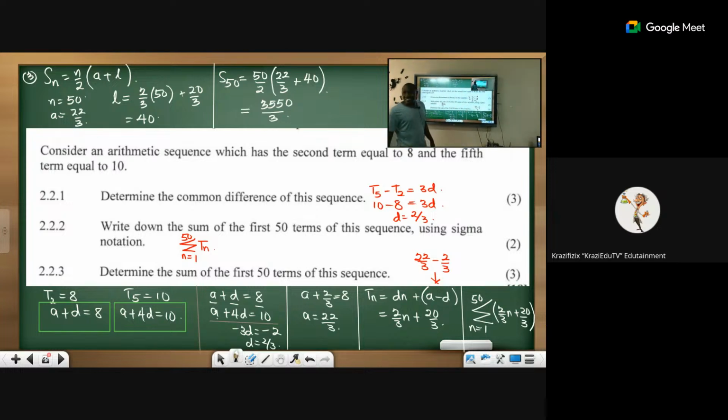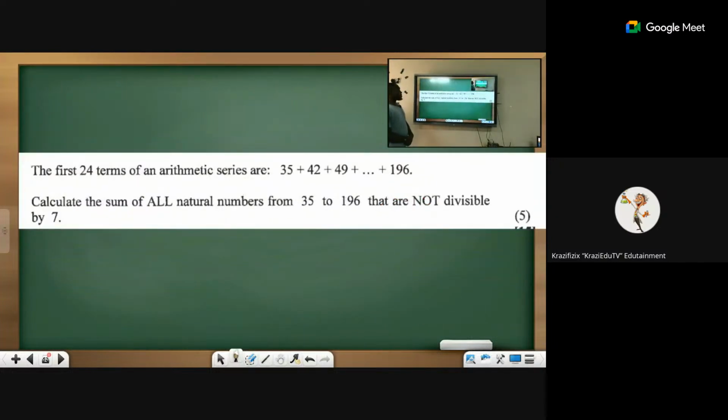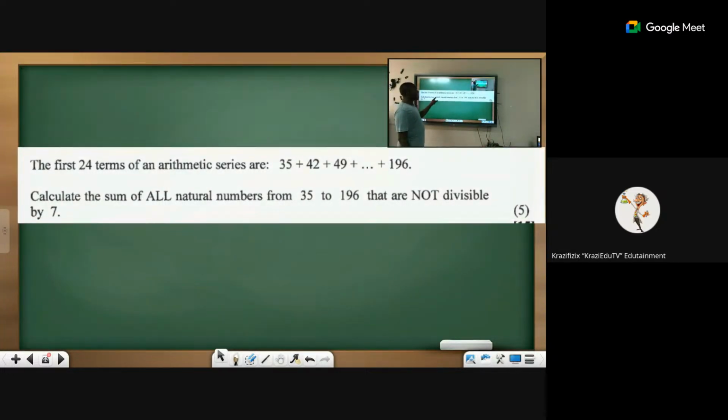On the next page, which one must we do first? 24. All right. I think we have one more. Ooh, this is beautiful. We did something like this. The first 24 terms of an arithmetic sequence are that. Calculate the sum of all natural numbers from 35 to 100 that are not divisible. If you remember what we said, S total in a sample space will be S divisible plus S not divisible.